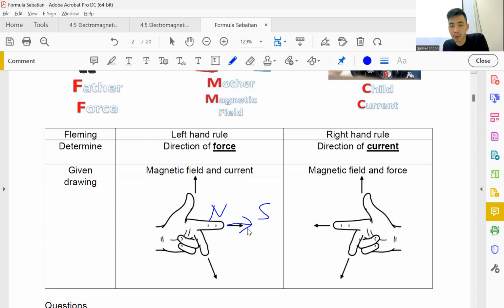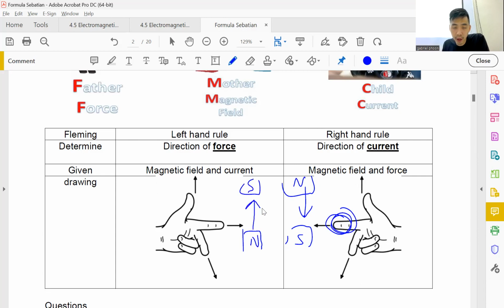Oh, okay. So this one will be north and this one will be south. What if the north and south are upside down? So I also have to just turn my hand, right? Yeah, your hand. If, for example, north and south are like this, then your index finger should be pointing downwards. Or if north and south are like this, then you have to point your index finger upwards. Okay. You get it? Yeah. Okay.